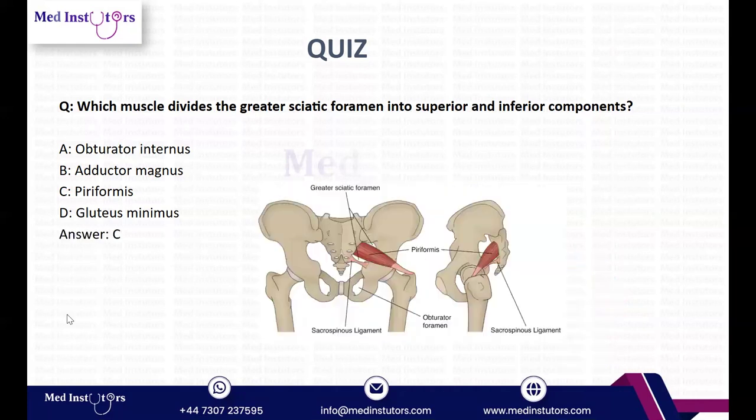Yes, it's the correct answer. And we have already discussed this point, what is the significance of piriformis muscle and what exactly it is doing with the greater sciatic foramen. So this one was an easy question.